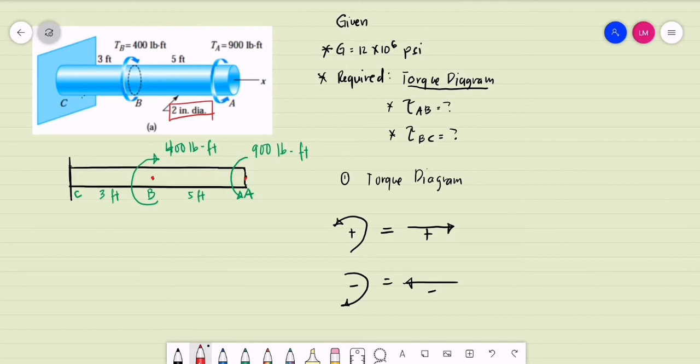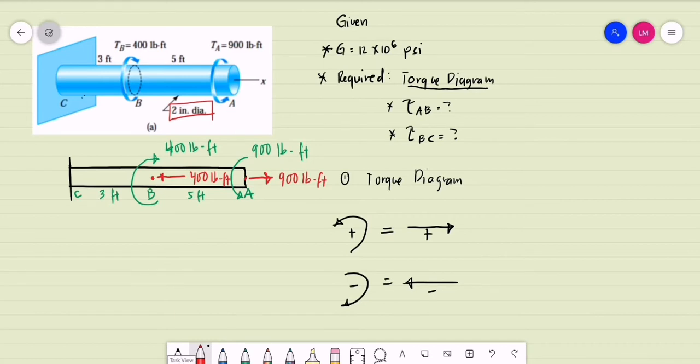900 pounds-foot, that is counterclockwise. So we assume this to be to the right, the same as torque. We are just placing an equivalent symbol for an easier analysis. So this is 900 pounds-foot. Then at B we have 400 pounds-foot clockwise, so it should be to the left. So it's the same as 400 pounds-foot.